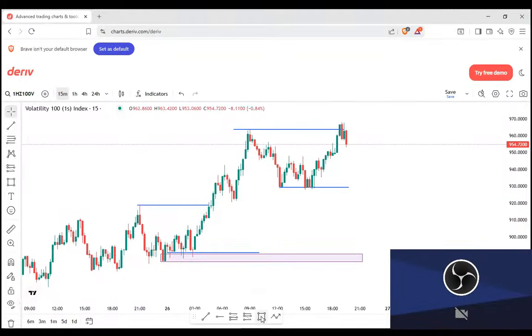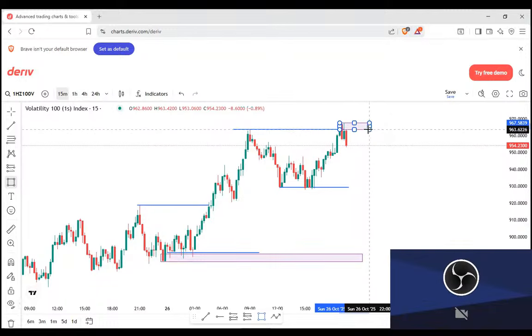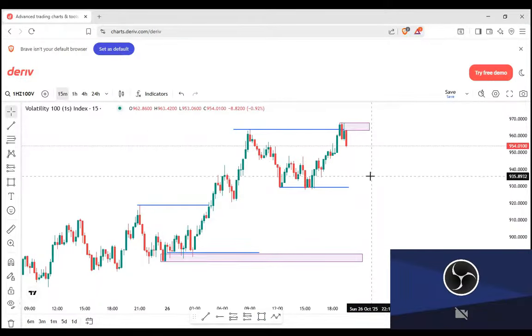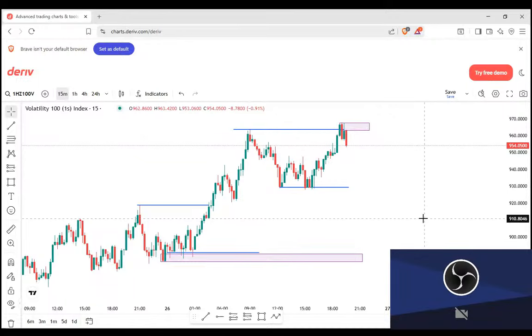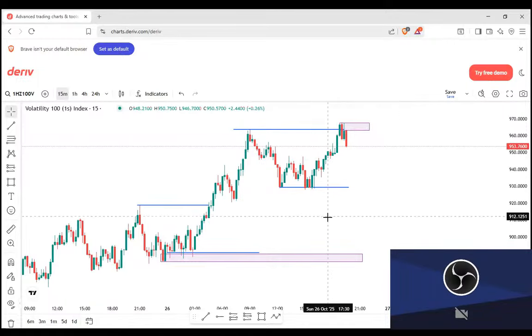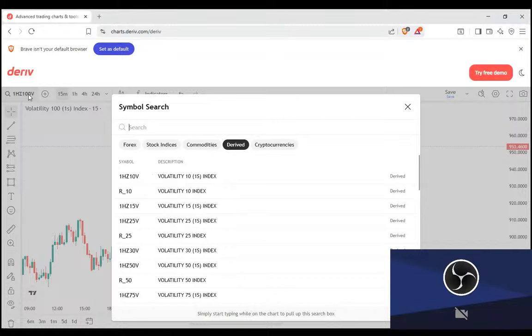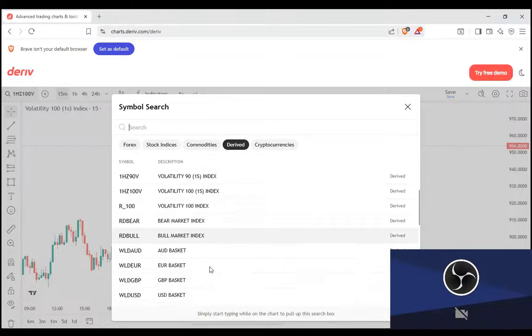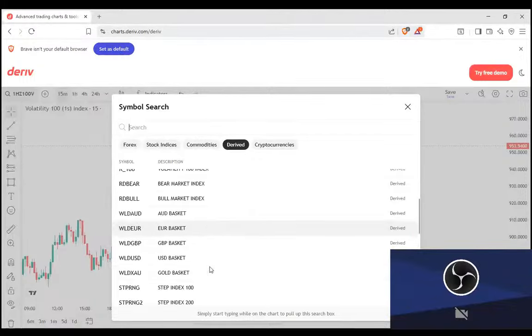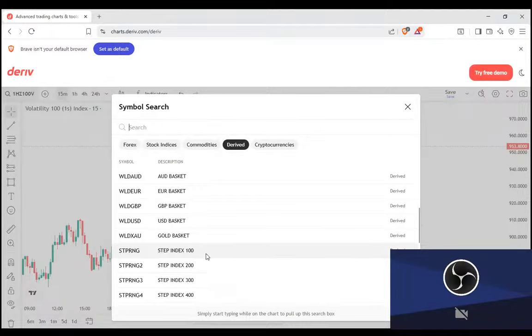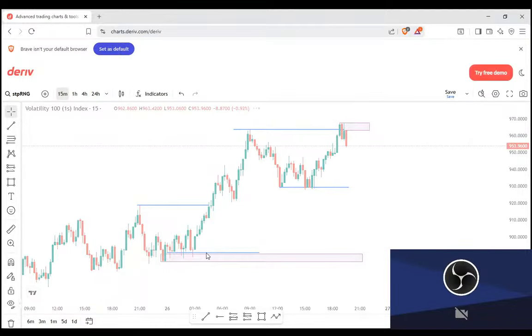this 100 index. So what I'll do here, I'll just mark out this to this body. So what I'll do, I'll just mark out that to that body. There's an engulfing candlestick trying to print out there for the seller zone. And we're having, okay, I think Step 100. Let me check out Step 100. Let's see what Step 100 has.